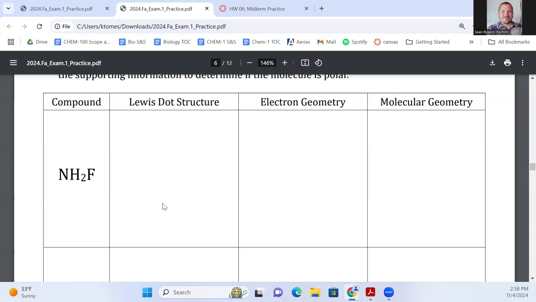This is not as stable a structure because your formal charges are not as close to 0. Your hydrogens are still 0 for both of them. But this is the better structure because your formal charges are all 0. All right.